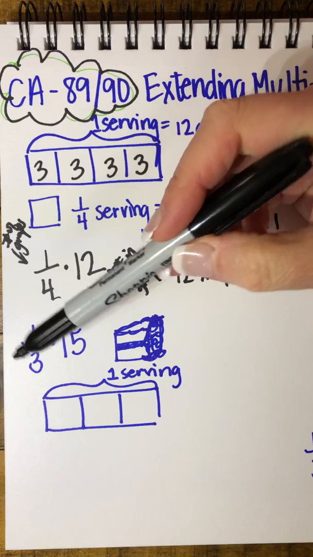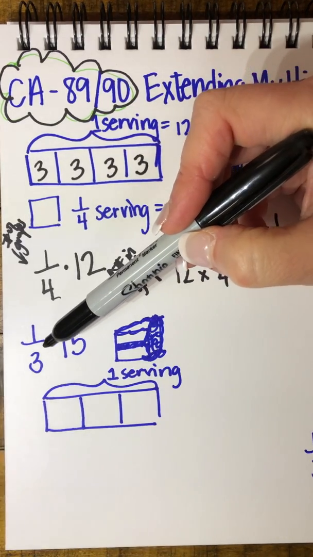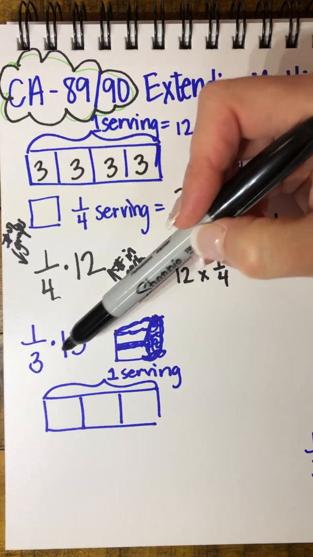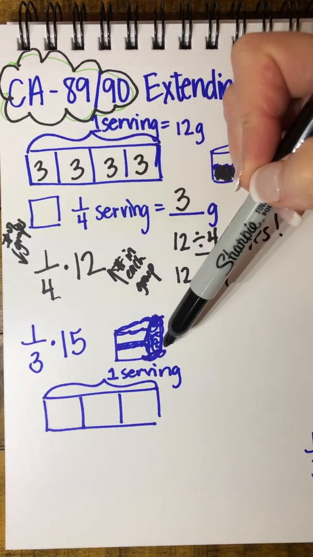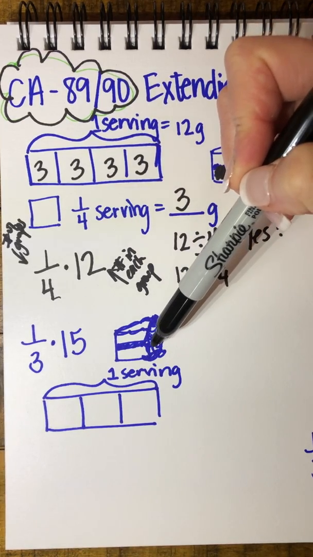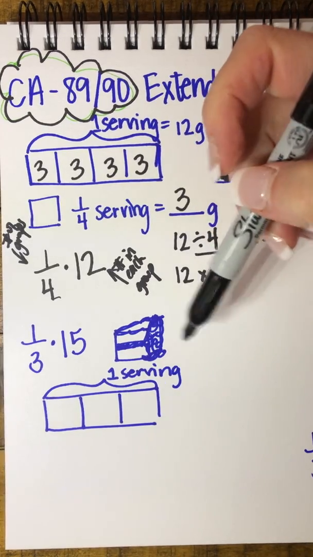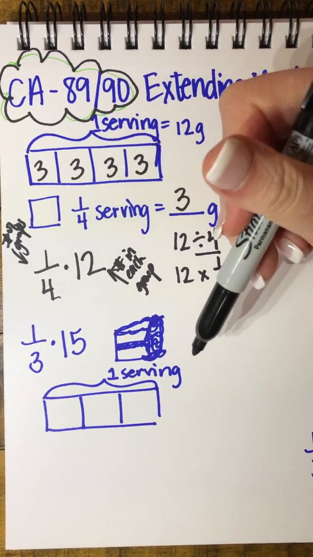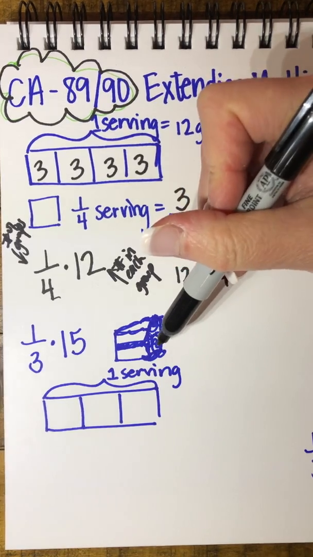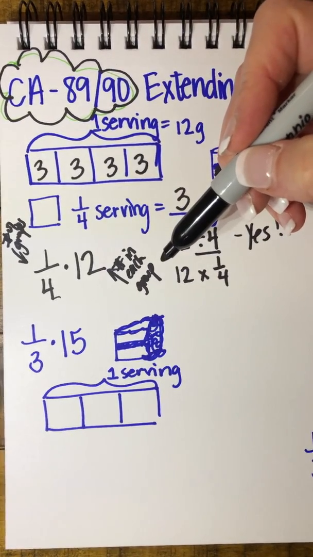In the next problem, you are asked to write a problem of your own that would illustrate 1/3 times 15. I'm going to write a problem about cake because I'm in quarantine with my teenage daughter who is baking. Well, I guess we're both baking up a storm. So it seems like an appropriate problem.